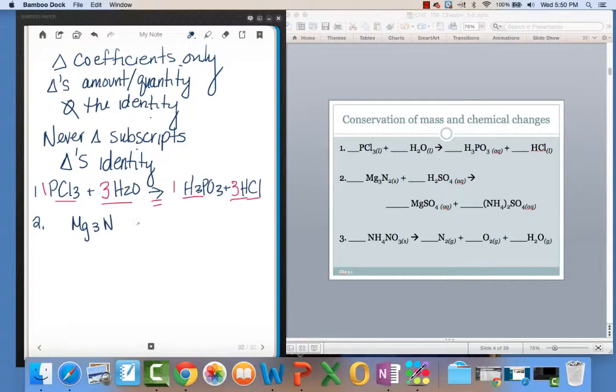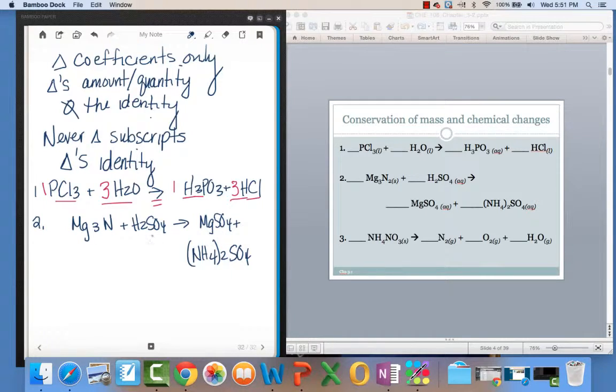Mg3N2 plus H2SO4 yields MgSO4, and that's not going to fit, (NH4)2SO4. So we've got magnesium nitride, sulfuric acid, magnesium sulfate, and ammonium sulfate.